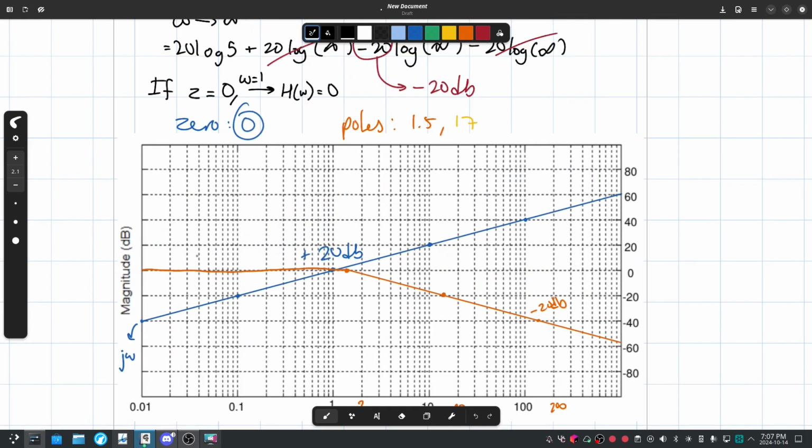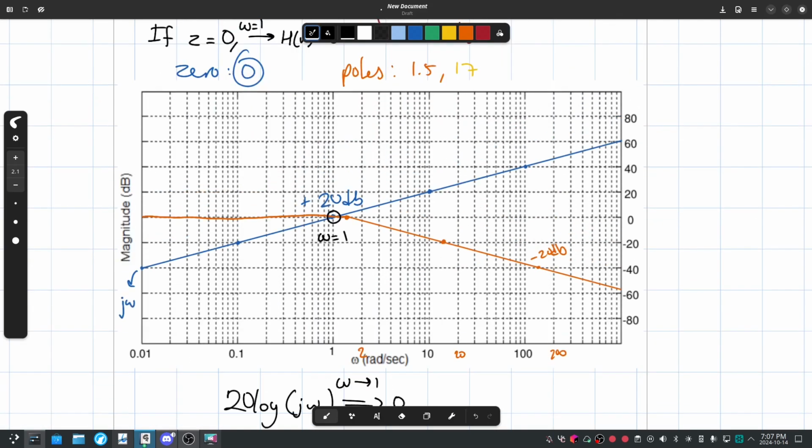So basically what I'm saying is if you have a zero or a pole that starts at 0, then the magnitude is 0 at omega equal to 1. Otherwise, if it is not 0, then the magnitude is 0 at wherever that point is. I hope that makes a bit more sense, because remember, we cannot have zeros in logarithms. Logarithms don't have zeros. That's not allowed.